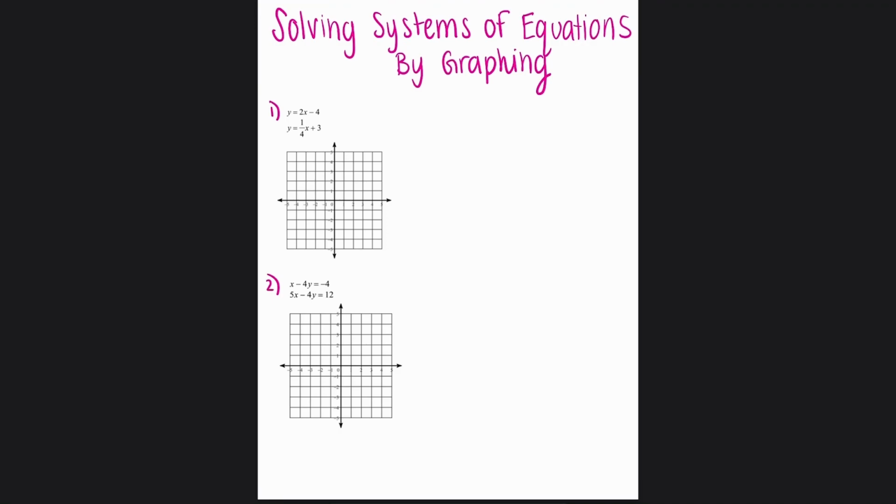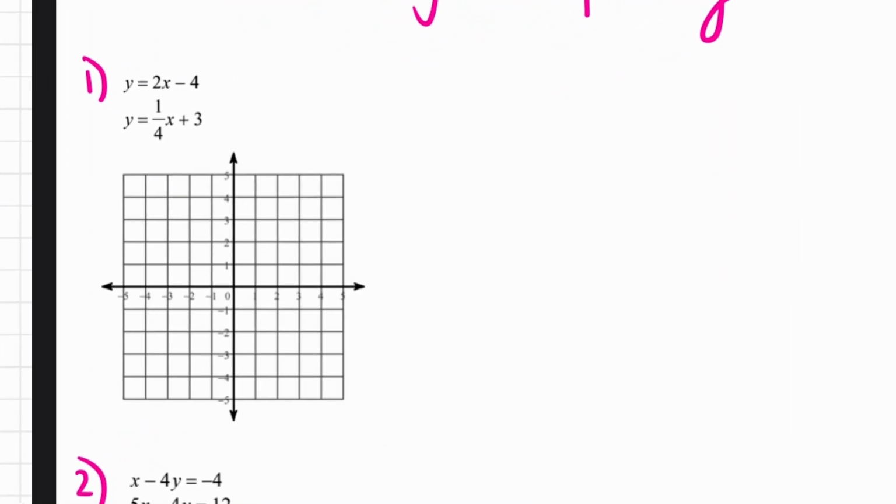So I have two examples here. The first example has both equations already in slope-intercept form, and the second example shows how to get the equations into slope-intercept form and then graph them. So let's go ahead and start with our first problem.